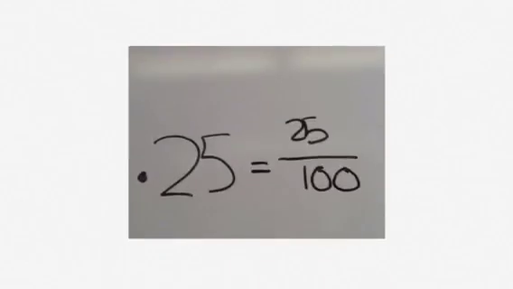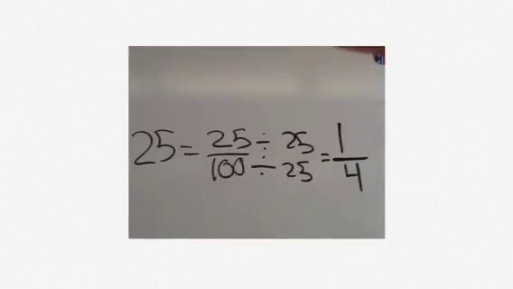I'm going to teach you how to turn decimals into fractions. Here we have 0.25. We are going to turn this into 25 over 100. Now we will reduce or divide top and bottom by 25, and that will give us 1/4.